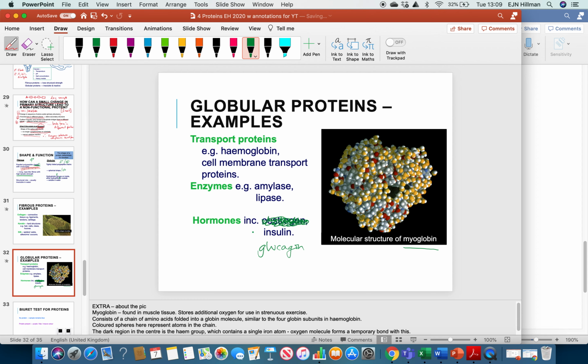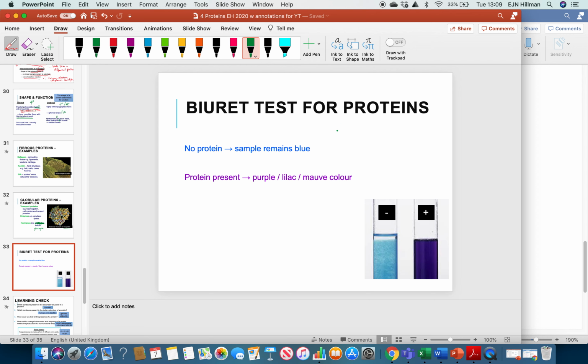Last thing that I'll mention here is the test for proteins. Now, we will be doing this in class when we do practicals, and we'll use the Biuret test. So the Biuret test for proteins, take a sample of the protein, mix it with the two Biuret solutions. If no protein is present, the sample will remain blue. That's a negative result. If the protein is present, it will turn purple or lilac, mauve colour, to indicate the presence of a protein.